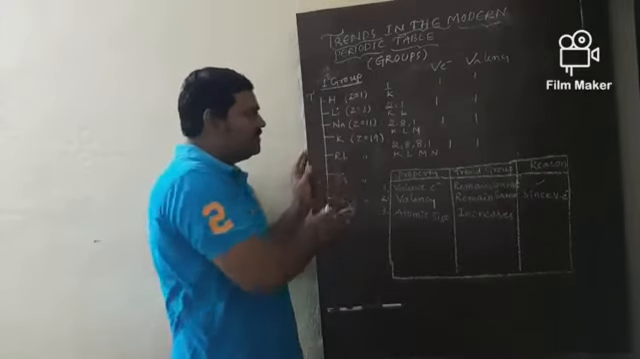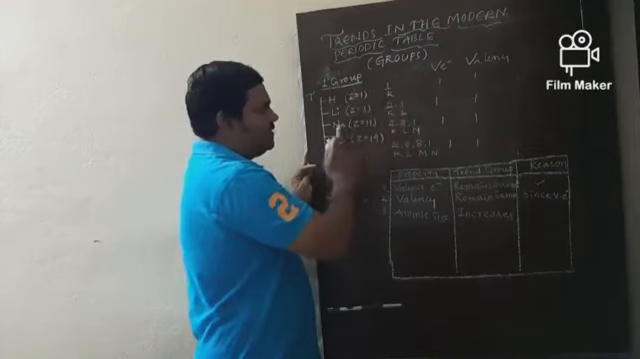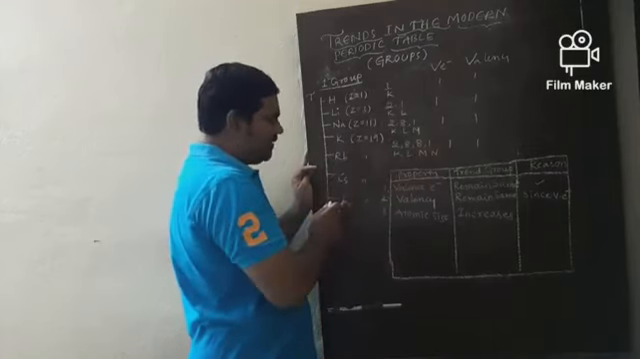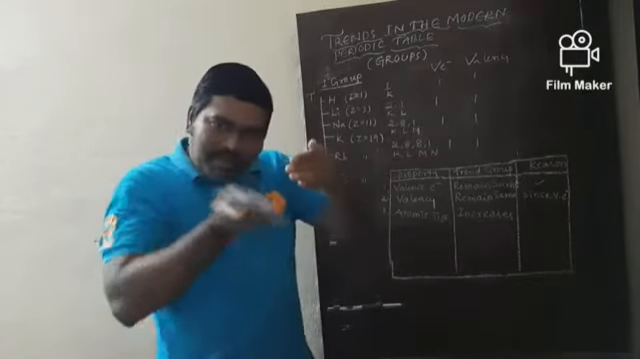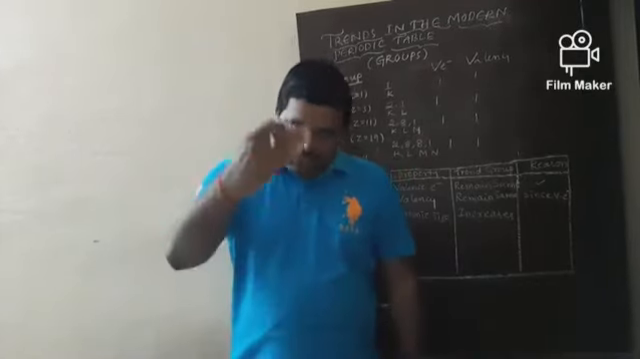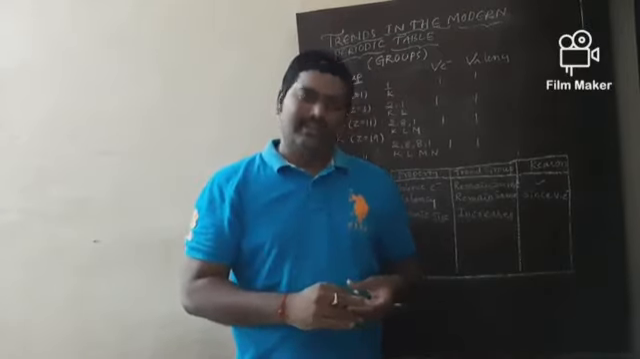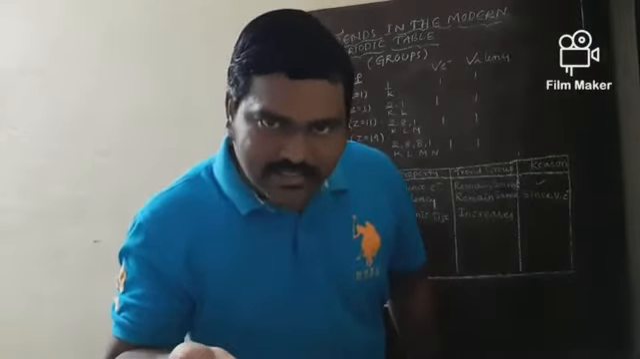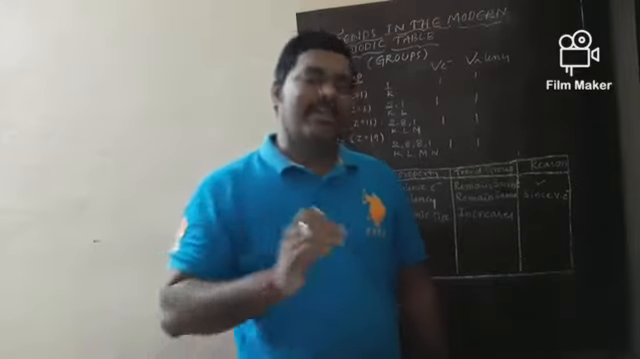Because if you observe this, hydrogen has only 1 shell, lithium 2 shells, sodium 3 shells, potassium 4 shells, rubidium, cesium, francium 5, 6, 7 respectively. Since the number of shells increases, the distance from the center of the nucleus to the outermost shell also increases. Because of this increase in number of shells, distance increases. If distance increases, atomic size also increases.